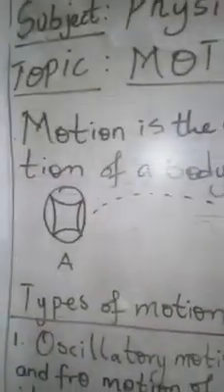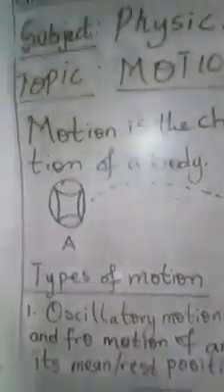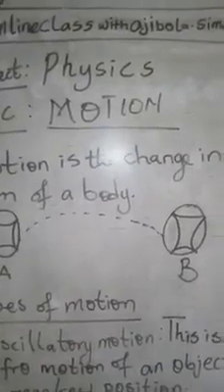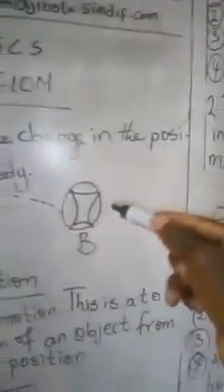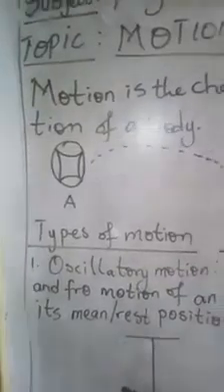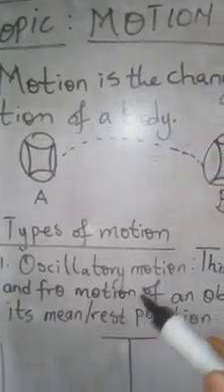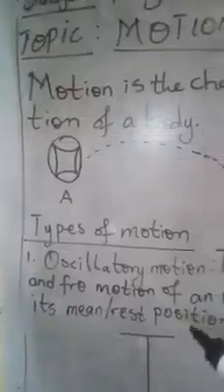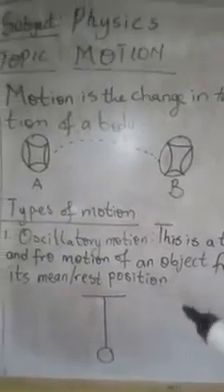And that leads to what is called types of motion. You remember we said motion is a change in position of an object. So if there's no change in position of an object, that object has not undergone motion. But this object here has undergone motion, moving from point A to point B. Now, two types of motion. The first type we'll be looking at is what is called oscillatory or vibratory motion. This is a to and fro motion of an object from its mean or rest position.